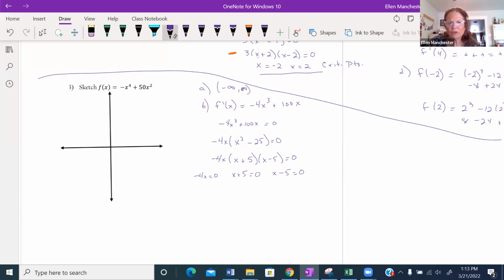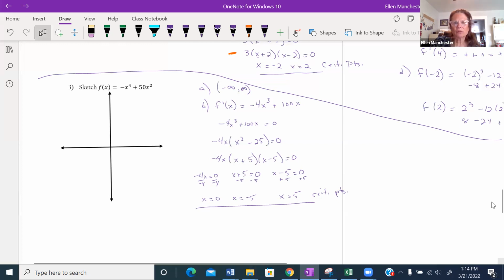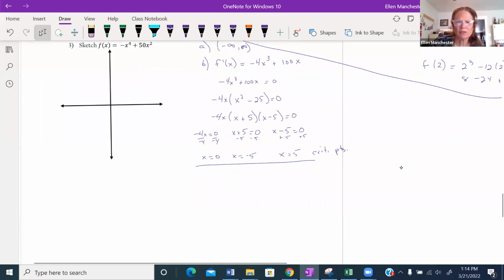So if I have -4x equals 0 and I divide both sides by -4, I get x equals 0. When I subtract 5 from both sides, I get x equals -5. And when I add 5 to both sides, I get x equals 5. So now we have 3 critical points. So always know if I have 2 x's, I have 2 critical points. When I have 3 x's showing, I'm going to have 3 critical points. Okay, that's an important aspect, because a lot of times what happens is people forget one of the critical points and then it throws off the test chart.